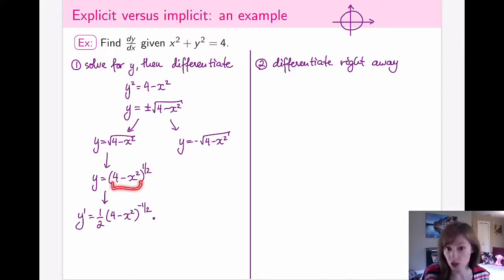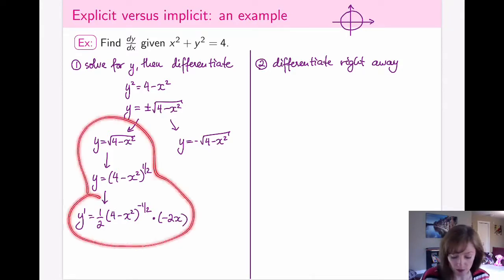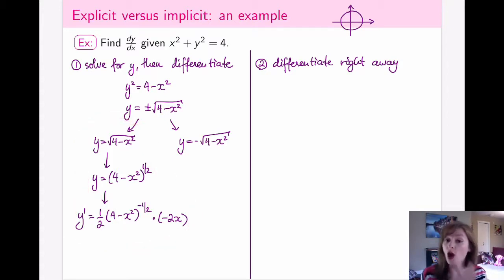So this is where the chain rule comes into play. And the derivative of the inside here is minus 2x. Great. So this is just the derivative of the top half of the circle. I still have to do the exact same thing for the bottom half of the circle to produce the derivative there.